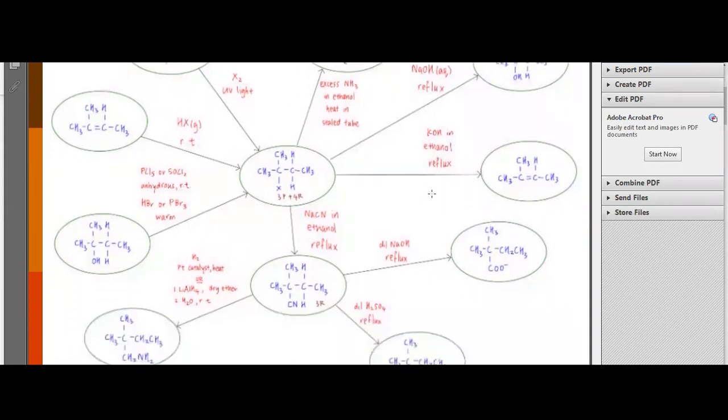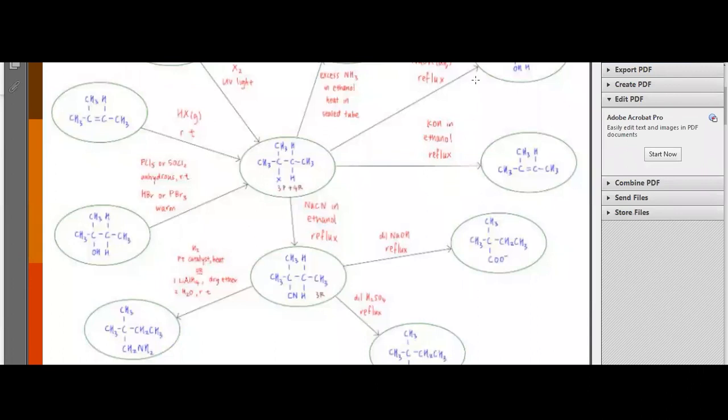And then reactions of nitrile. It can change to amine if you reduce it, using H2 and nickel catalyst or Pt catalyst, or LiAlH4 in dry ether. It can hydrolyze to form carboxylic acid if you use dilute H2SO4 under reflux, and it can change to carboxylate ion, the salt, if you use dilute alkali, hydrolysis in basic conditions.